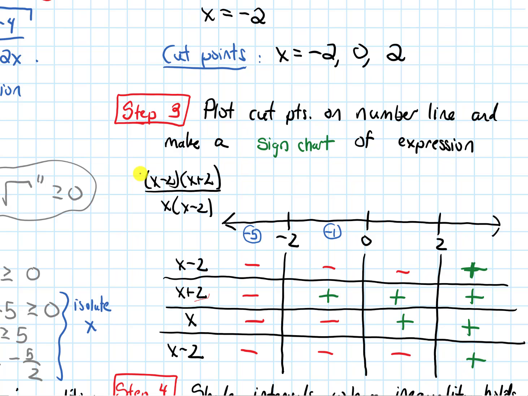Okay, so I now need to write the sign of this whole thing. So I need to multiply the signs of each of these factors. So if I had a negative times a negative times a negative times a negative, 4 negatives, that makes a positive. The next column has 3 negatives and a positive. That multiplies to give me a negative. The next column has 2 negatives. That will multiply to give me a positive. And the last column has all 4 positives, so that will be a positive. All right, so I'm getting closer. Now I know when my expression is positive.